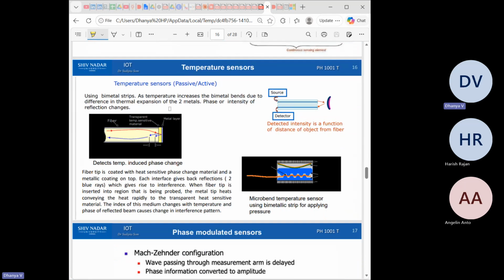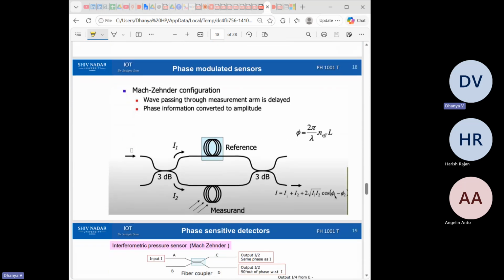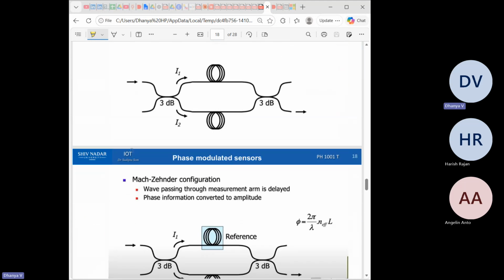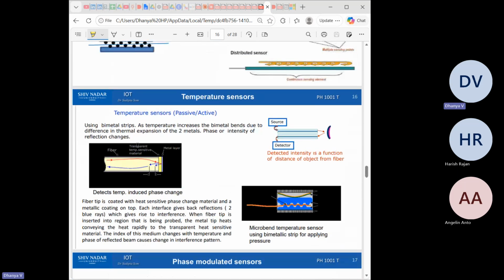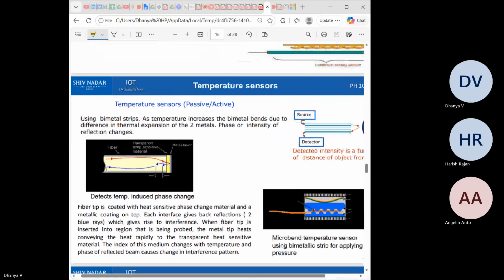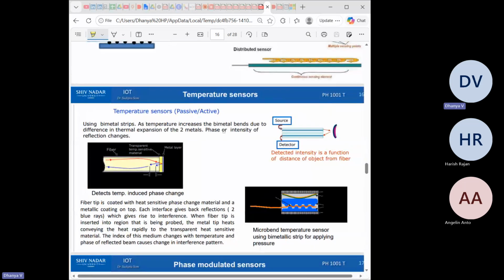Otherwise, and then temperature sensor. So this is also very important. So your temperature sensor uses two bimetallic strips. As temperature increases, the bimetallic strip bends, because due to heat a metal bends, no? This is due to the difference in the thermal expansion of the two metals.